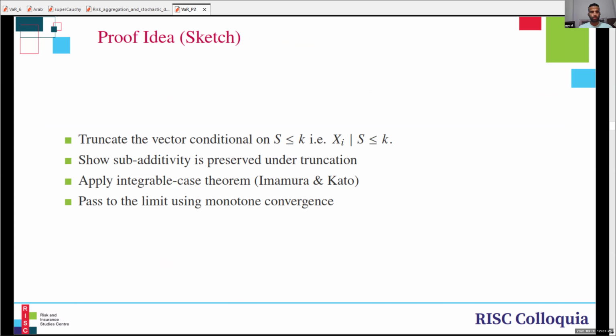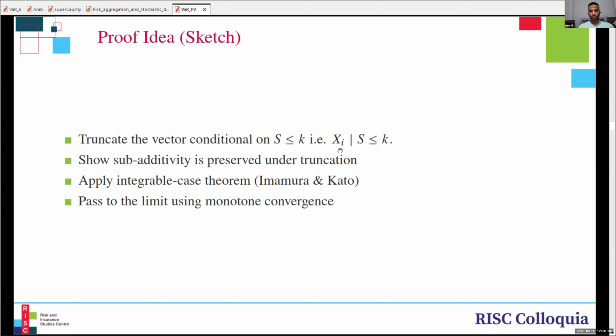So the proof for our theorem is very simple. First, we take the random vector x, and then we condition upon the sum being less than or equal to some k, a positive constant. That means each component is transformed to be xi given that s, the sum, is less than or equal to k. And after we do that, we prove that the additivity of the original vector is inherited by the truncated random vector.